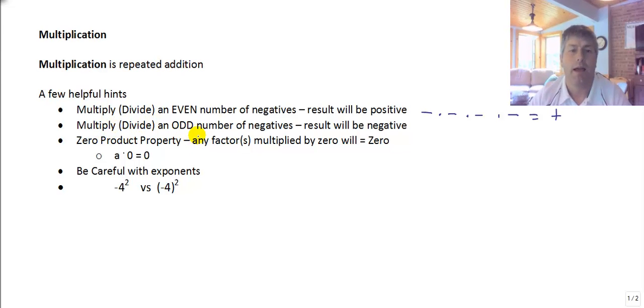If we multiply and divide an odd number of negatives, our result will be negative. So 3 negative numbers, 5 negative numbers, 1 negative number. If we're multiplying, we're going to end up with a negative number.